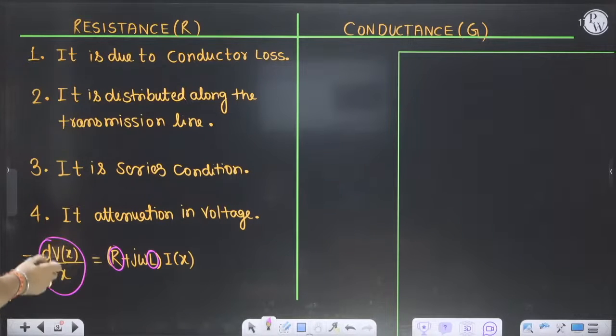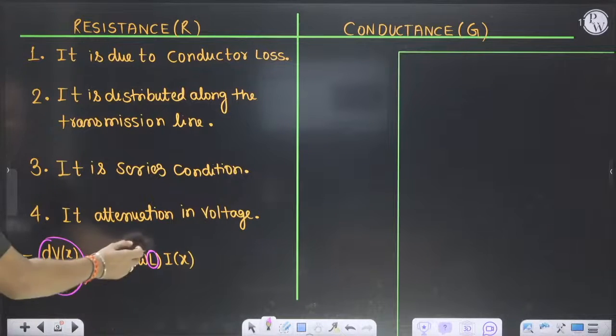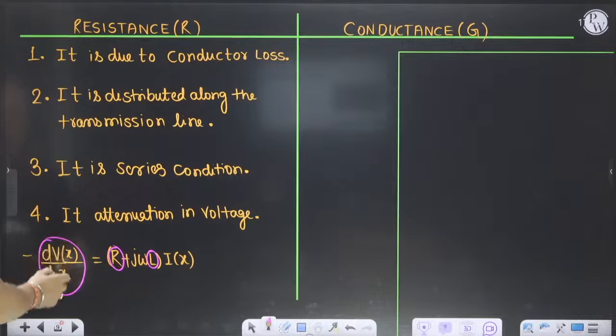So the real part means attenuation will be given by resistance, and there will be a phase shift in the voltage, and the phase shift will be given by inductance. So we can say this from this equation.